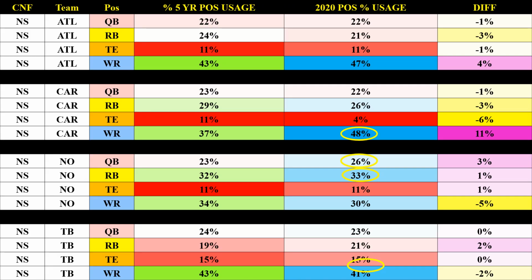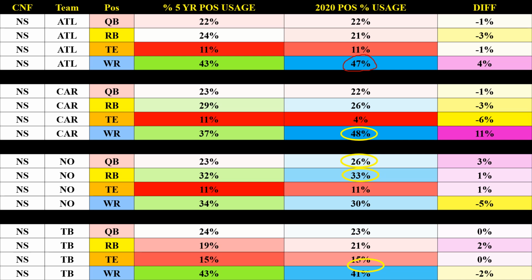NFC South, changes here. Atlanta gave up Julio. Notice Atlanta was passing 47%, which is insanely good. Notice Carolina did 48%. So this is a high-flying passing conference here. And I think we'll see a lot of that again.